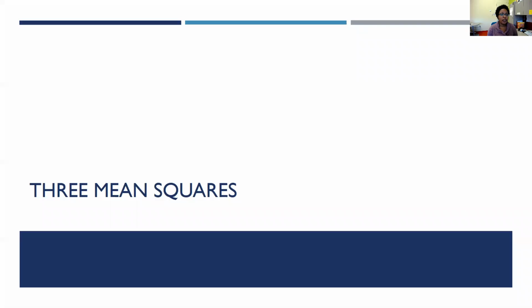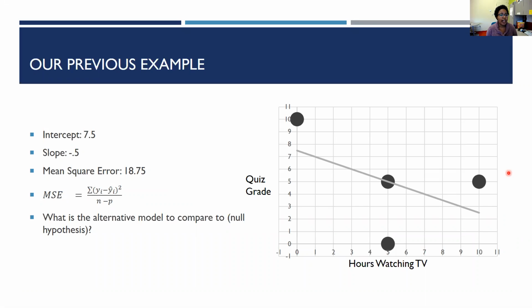So in this lecture, I'm going to talk about three mean squares. Previously we saw a mean square error, and now we're going to add two more to that. So in regression, we're going to have these three mean squares to help us compare models to each other. You've already seen the mean square error. And you're going to notice that these three mean squares follow the pattern of the general linear model, except we're using slightly different words, and we'll go into detail about those.